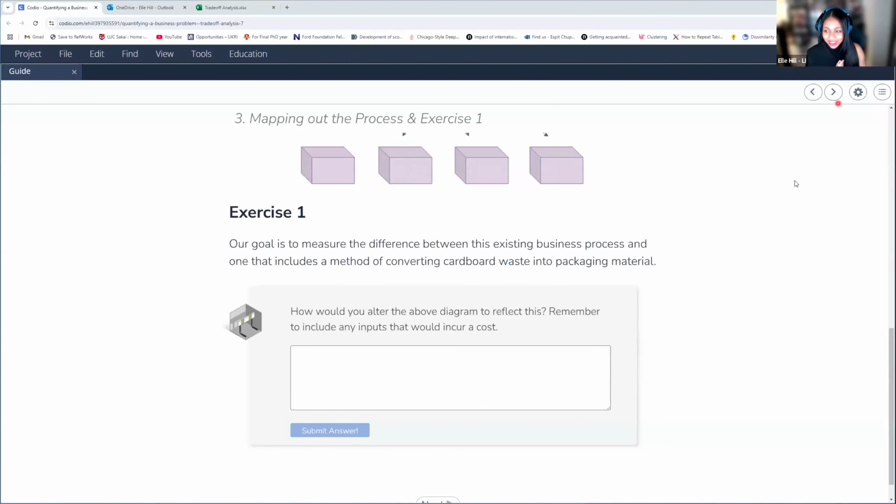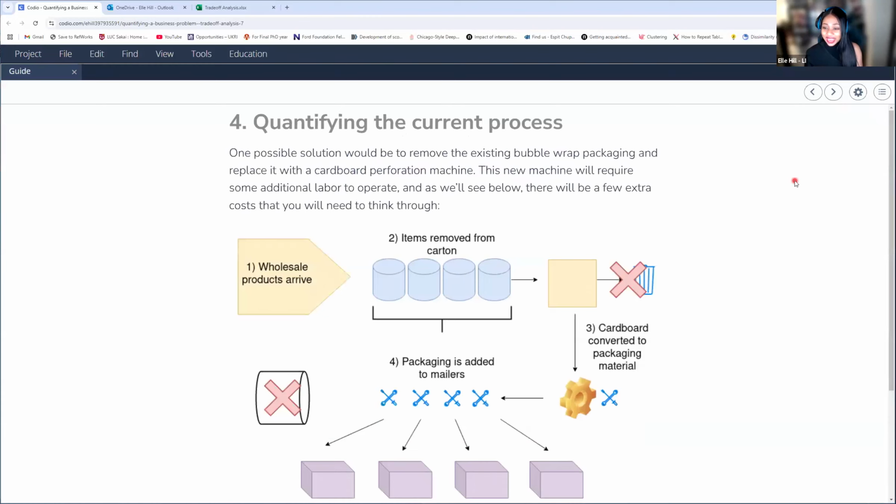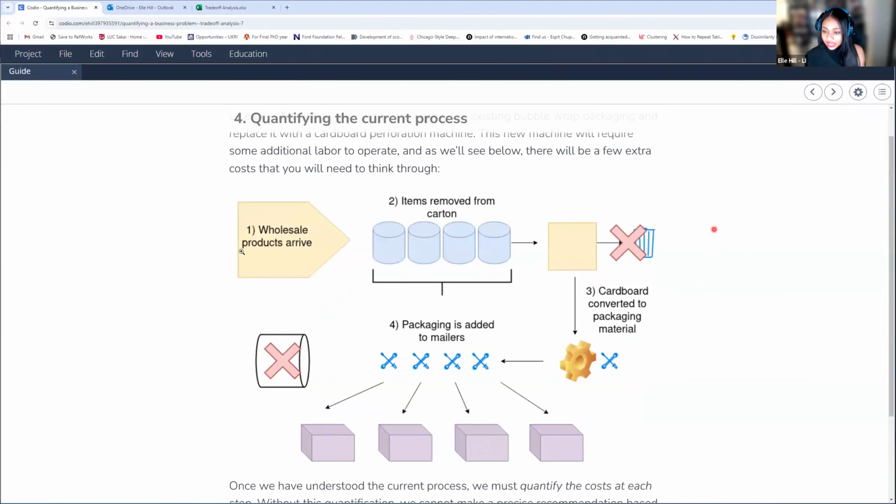Okay, let's begin our trade-off analysis. So now, just like you've mentioned, we're going to get rid of step 3 and step 4. So instead of just dumping away those boxes, we're going to turn them into packing material. So this is going to turn into a new flowchart. So let's observe our new flowchart. We're still going to have our wholesale products arriving. That's not going to change. We still have to take them out from the carton. Not going to change. Now we are converting this cardboard into packaging material.